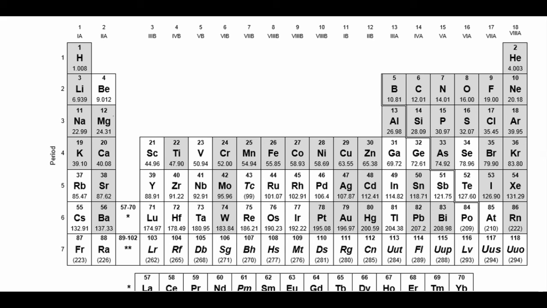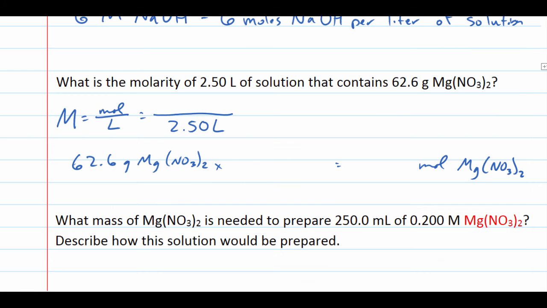So, let's go ahead and look at magnesium. We have one magnesium. How many nitrogens in our formula? 2. And how many oxygens? 6. So let's add up. One magnesium at 24.31 plus 2 nitrogens at 14.01 and 6 oxygens at 16.00. Check my math, I'm coming up with 148.33.